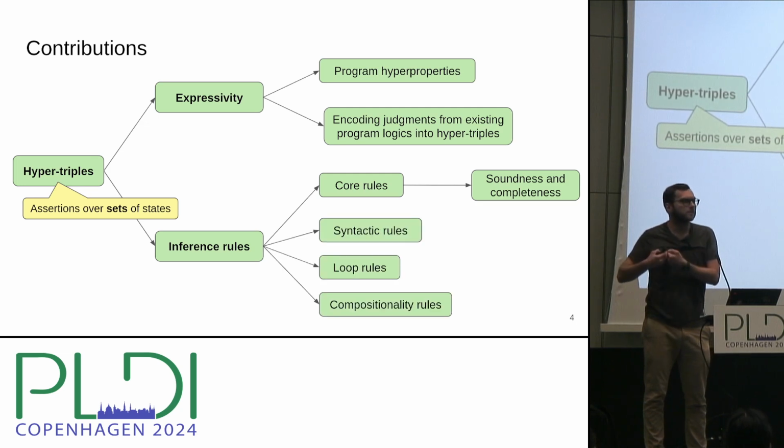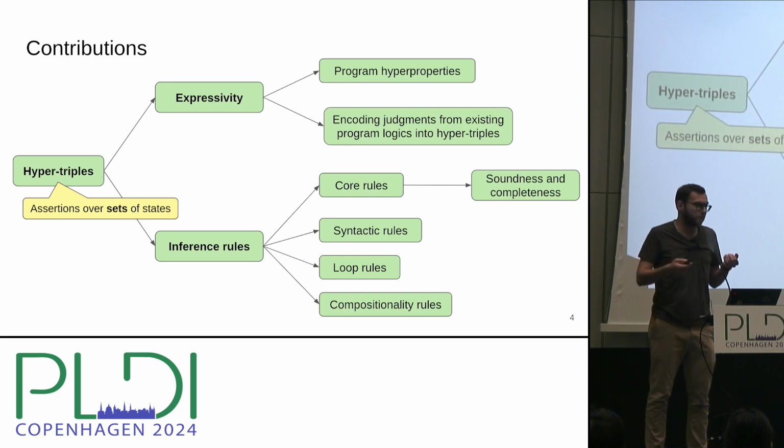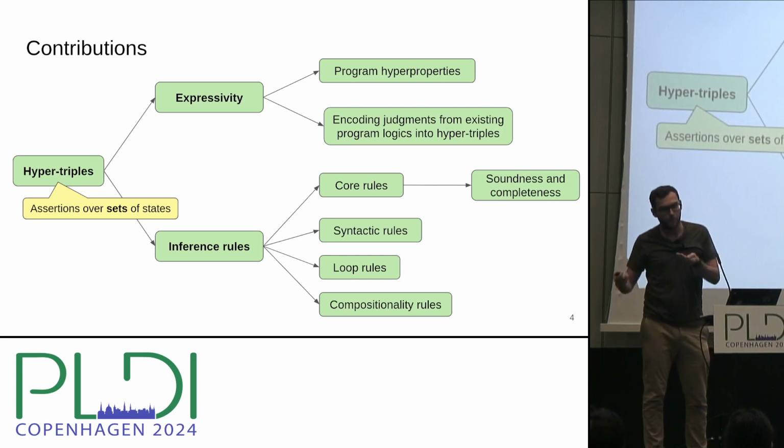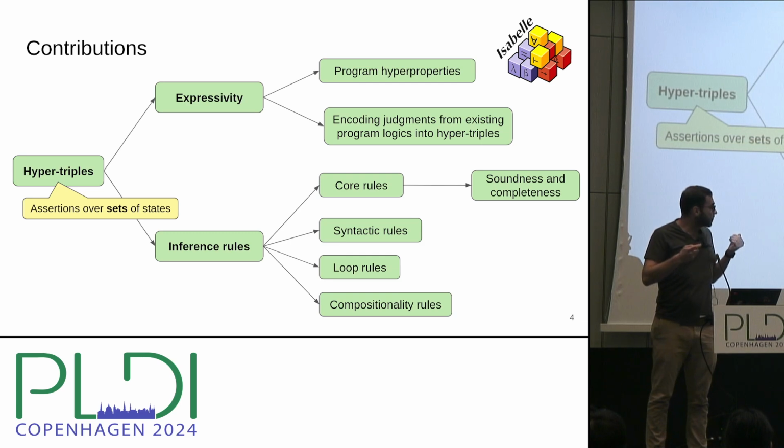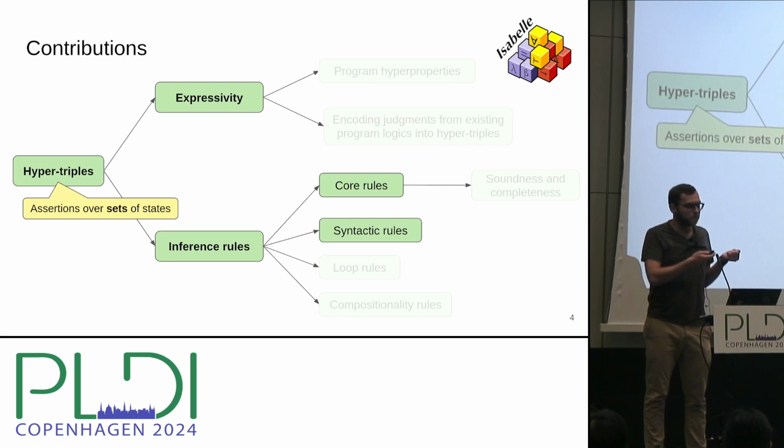And so we also present many additional inference rules, such as syntactic rules, better rules to handle different types of loops, and compositionality rules. So rules that allow composing, for example, for all hyperproperties with exist for all hyperproperties, such as composing a function that is monotonic with one that has a minimum. Everything in this work has been formalized and proven in the Isabelle Proof Assistant. And in the rest of this talk, I'm going to introduce hypertriples, talk a bit about their expressivity, and then present briefly core and syntactic rules.